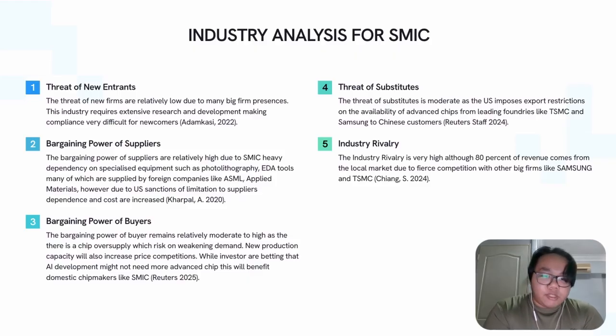The industry rivalry is very high. Although 80% of revenue comes from the local market, there is fierce competition with other big firms like Samsung and TSMC. They still lag behind big firms when it comes to the global market due to being on the US trade blacklist since 2020. SMIC also faces aggressive pricing pressures from domestic rivals expanding their capacity, leading to a price war in the commodity chip segment.